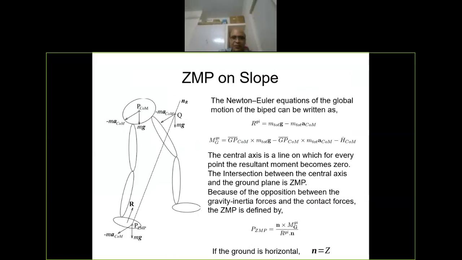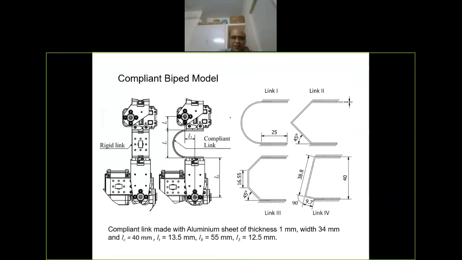These are some other examples of adding compliance. Why am I going into compliance? Because in terms of research, there is a lot of talk of making systems which are safe. How do you make it safe? You can make it safe by making it soft. You can make it soft by making the joints soft. That means I put compliance in the joints.